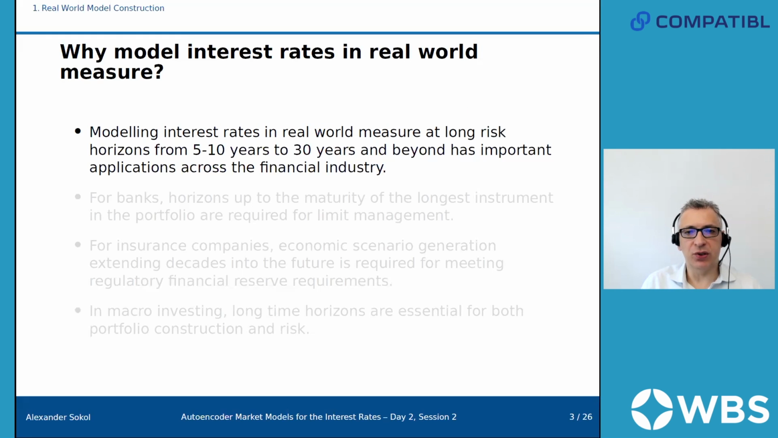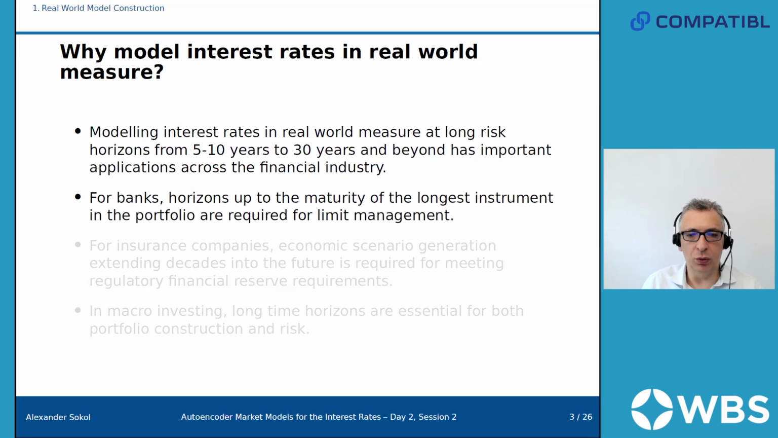Why model interest rates in real-world measure? Well, there are a few reasons, right? And some of these reasons have existed for a long time, and some of them are gaining increased importance recently. So I think at this point, the main reason to model interest rates in real-world measure is the limits, right?